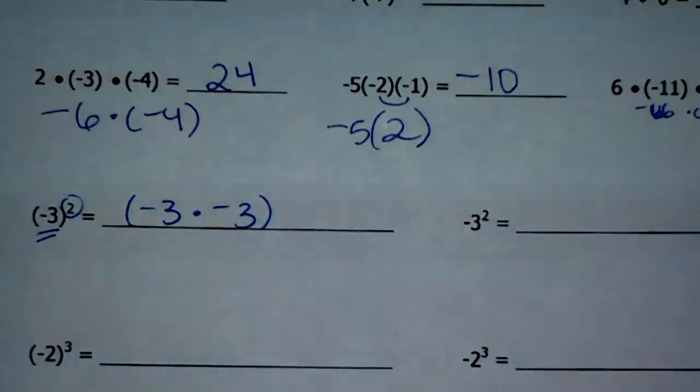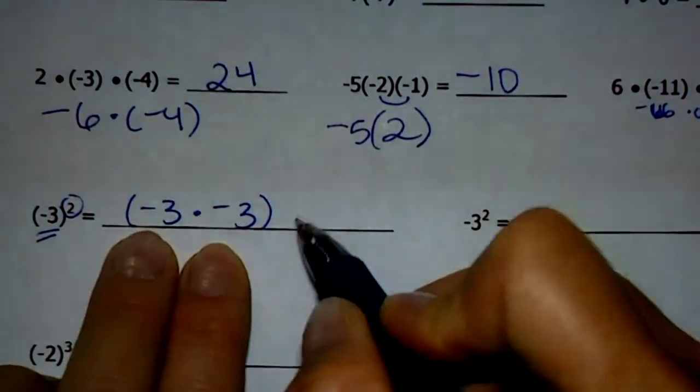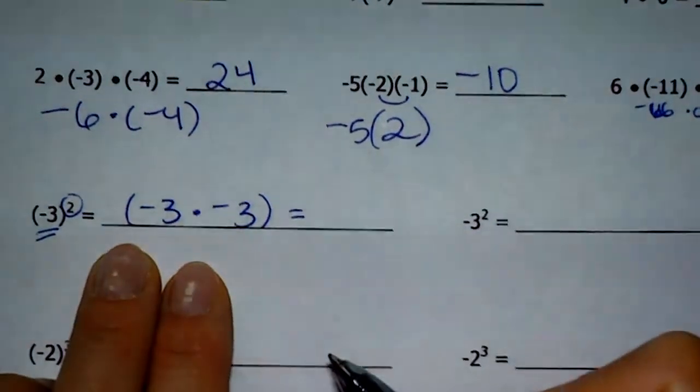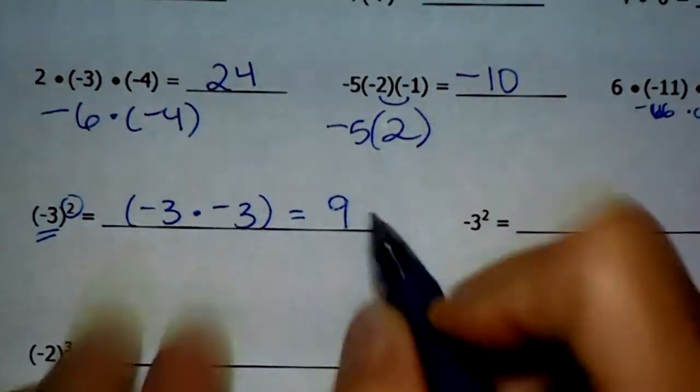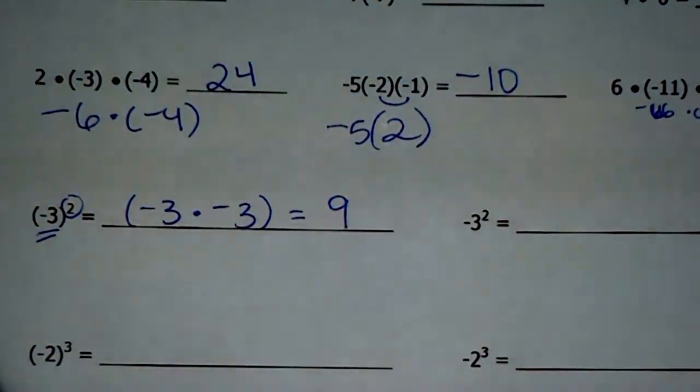You don't have to put those parentheses around it. I did it just for fun. So when you multiply 2 negatives, you get a positive, right? This would be a positive 9. So these parentheses are kind of keeping the negative with the 3, and it's saying take this negative 3 twice.